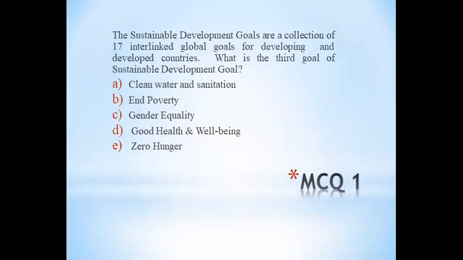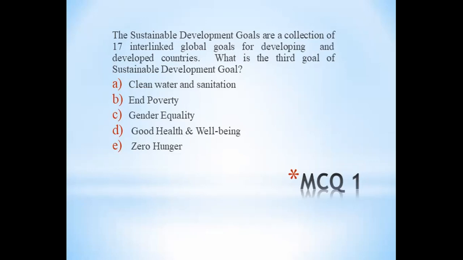MCQ 1. The Sustainable Development Goals are a collection of 17 interlinked global goals for developing and developed countries. What is the third goal of the Sustainable Development Goals? A, clean water and sanitation. B, no poverty. C, gender equality. D, good health and well-being. And E, zero hunger.